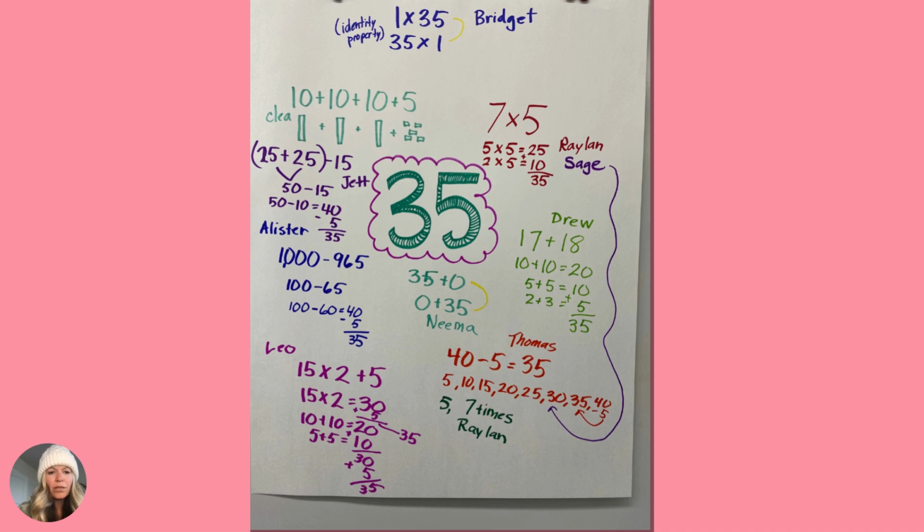And there are models. Every student has the chance to feel successful with this, because even if a student does not know a lot, they can usually say, well, 35 plus 0 is 35. So every student has something that they can contribute. However, you can also get a lot more mathematical thinking. These are third graders, and we're getting 15 times 2 plus 5. Some really cool equations out of this.